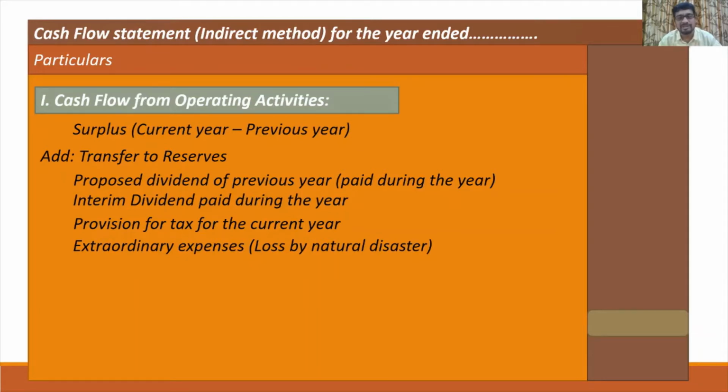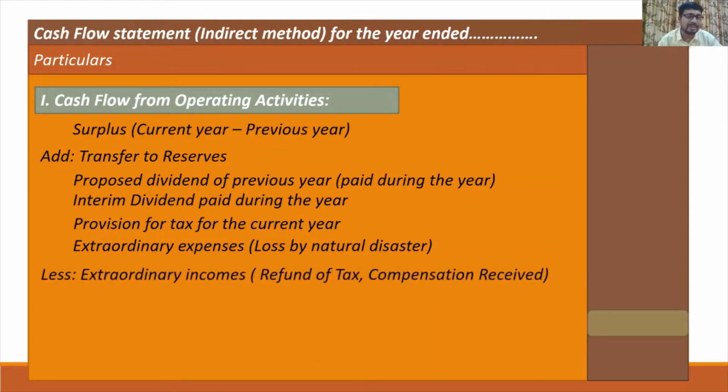And children, extraordinary expenses are added here. Remember, it is added here and then subtracted at the end. This is the most important point you need to remember. And like extraordinary expenses are there in the business, there can be extraordinary income for which there is no planning, and the business is not working for that. Some examples are compensation received from the government or an insurance company, and refund of tax. These are a few examples of extraordinary incomes.